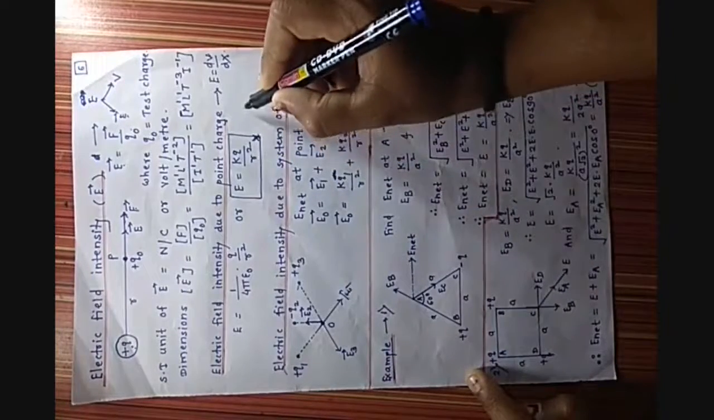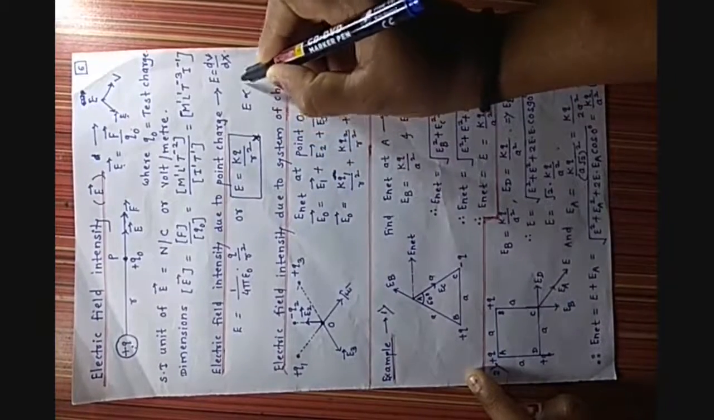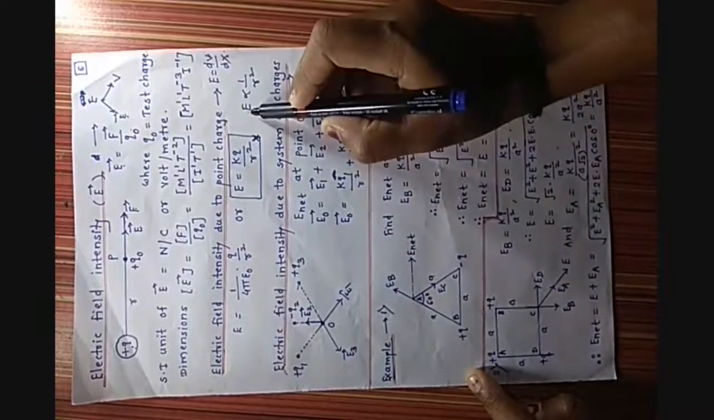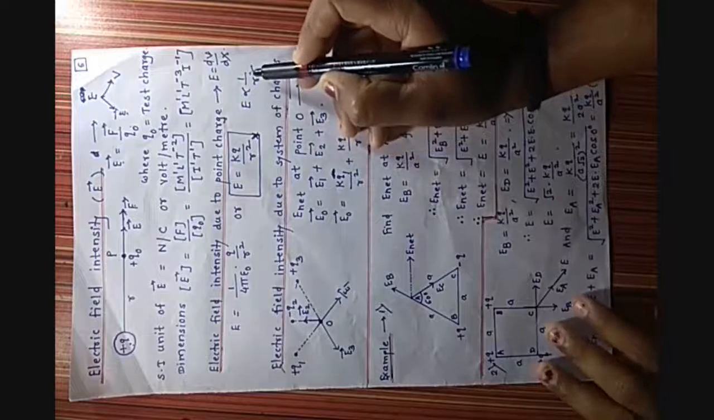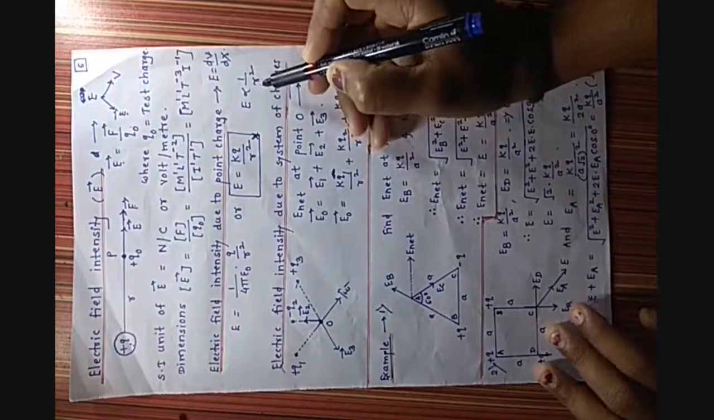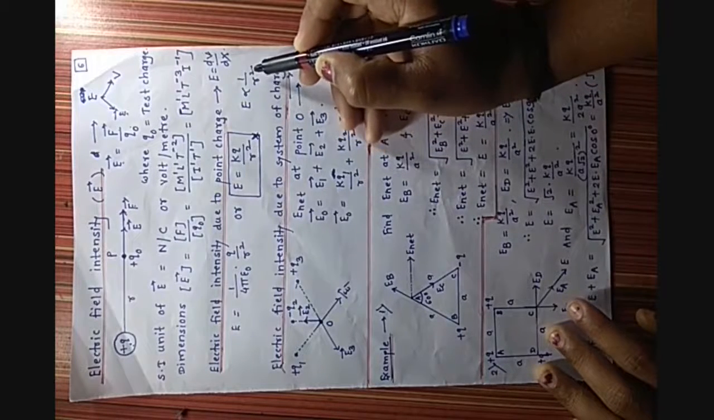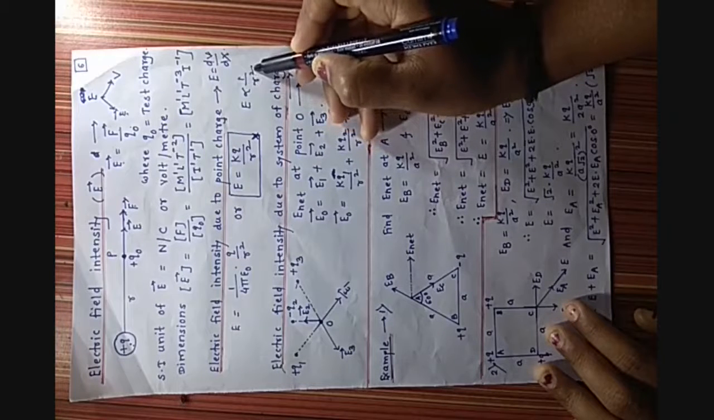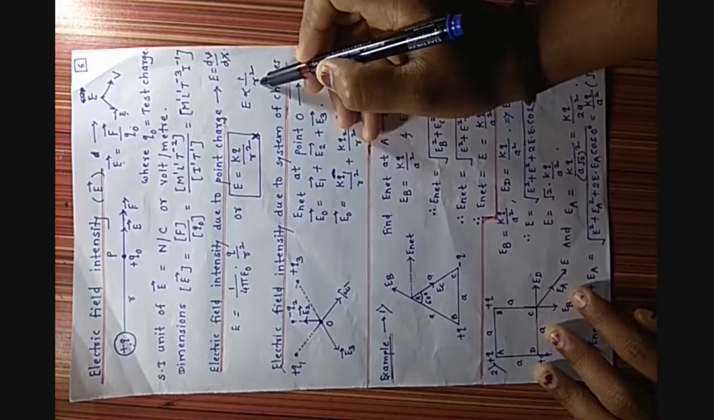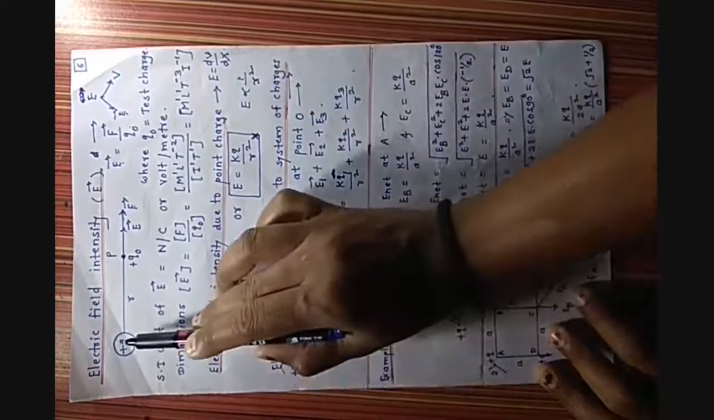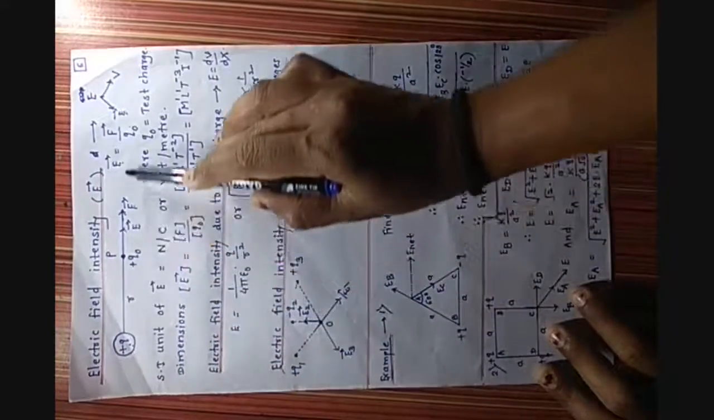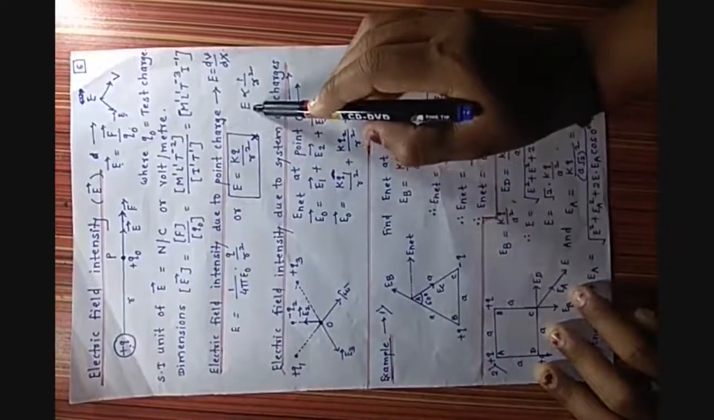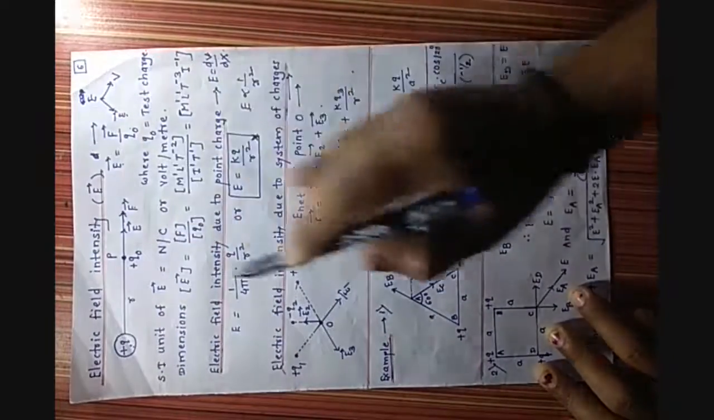So from this we get the relation: E is inversely proportional to R square. It means electric field intensity obeys the inverse square law of distance. R is the distance, it's a square and inverse. So as we go away from a charge, as this distance increases, the electric field intensity keeps decreasing.